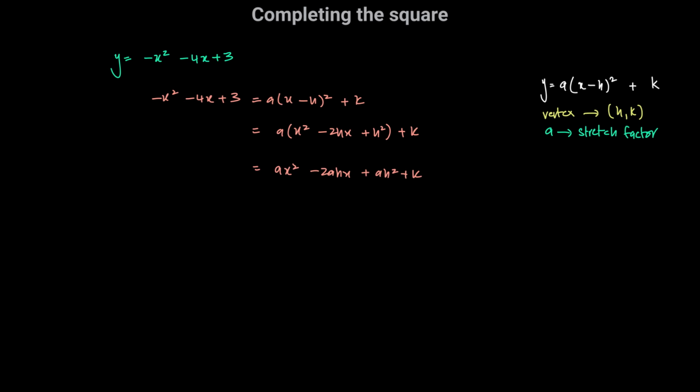Now again, in the completed square form, the coefficient of x squared is simply a. So in this completed square form, a is simply the coefficient of the x squared term. So we can say over here that a is equal to -1.